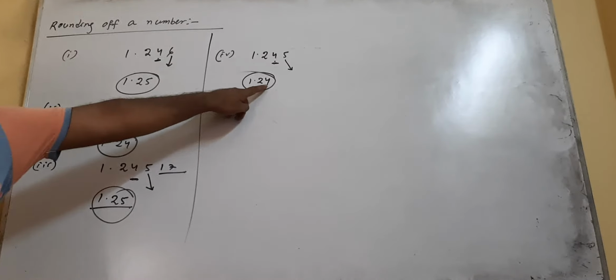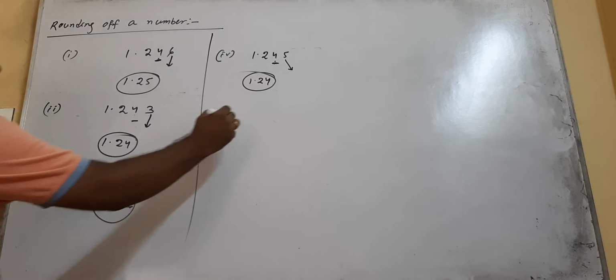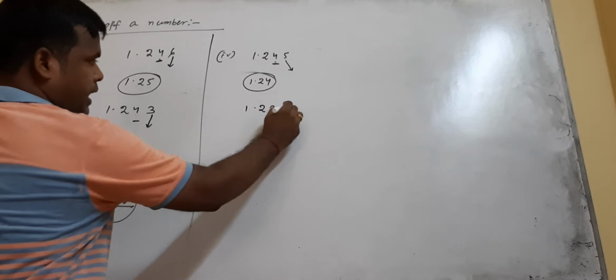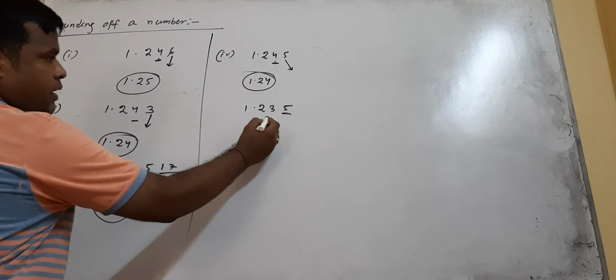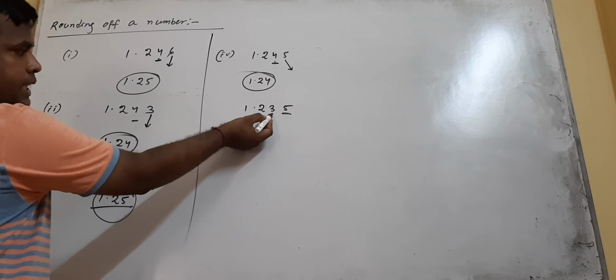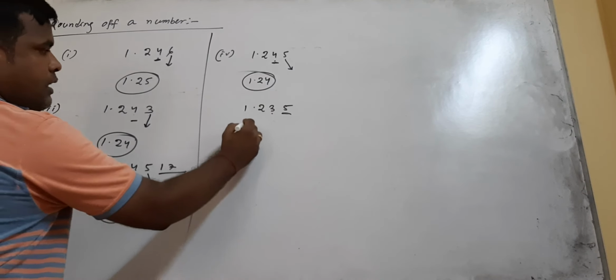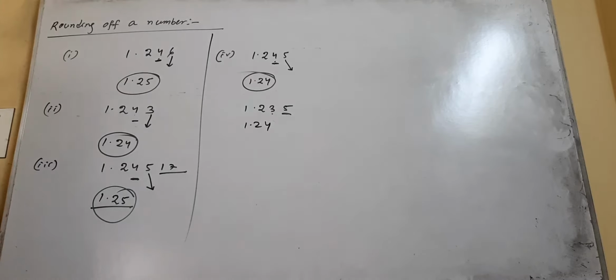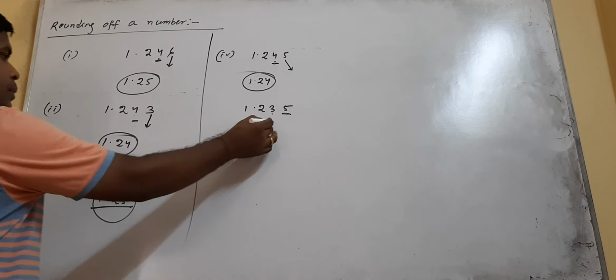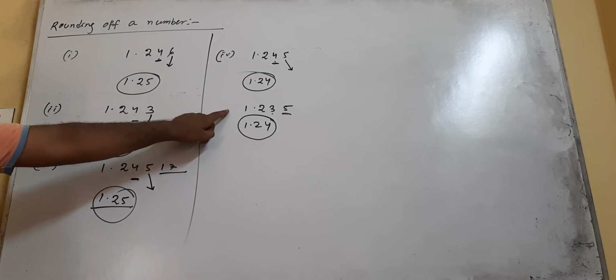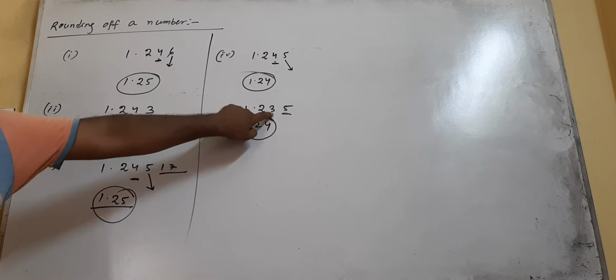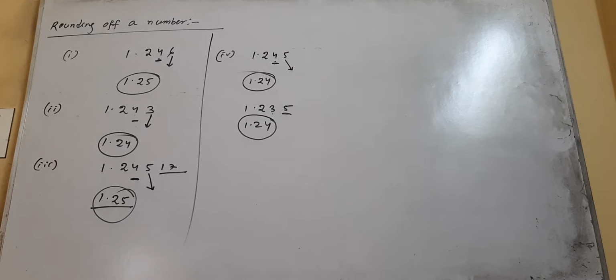That 4 remains unchanged. If it is 1.235, the digit to be dropped is 5. Here you see the preceding digit is 3, that is odd, that will be increased by 1. The result is 1.24 if the question is asked round this number up to 3 digits at the second decimal place.